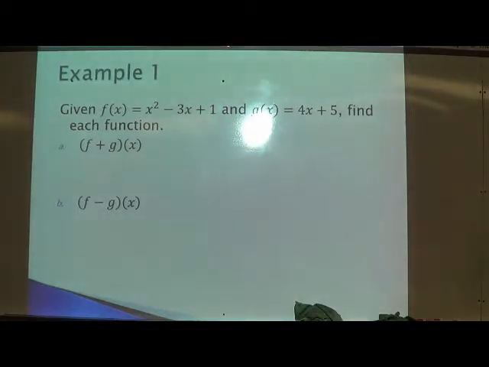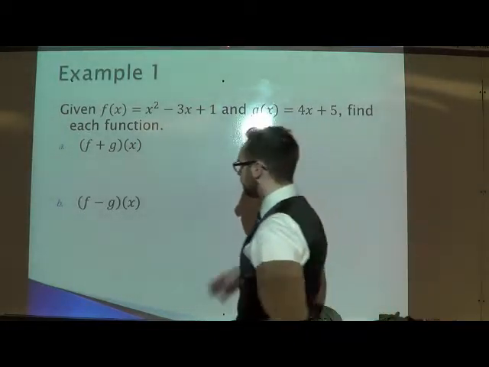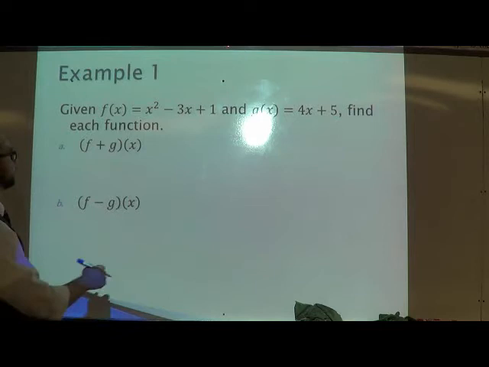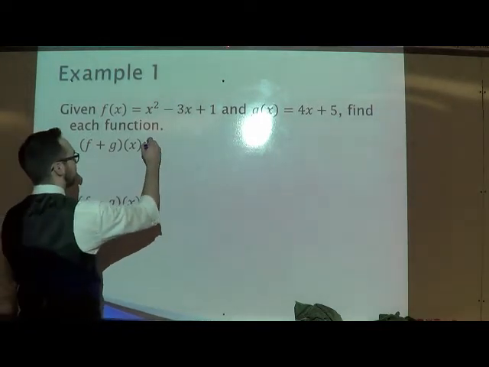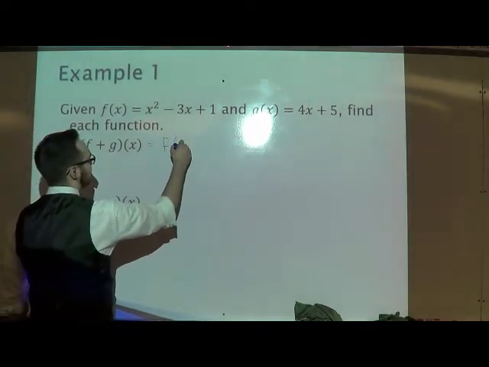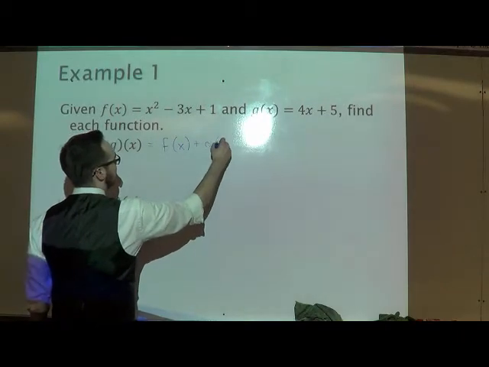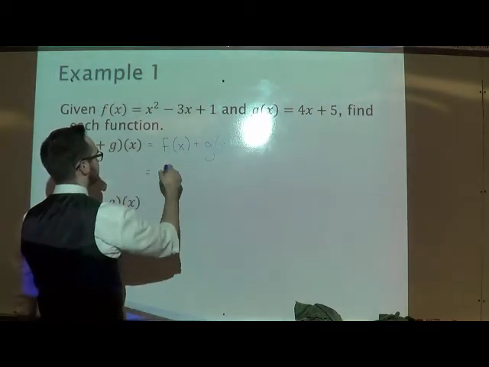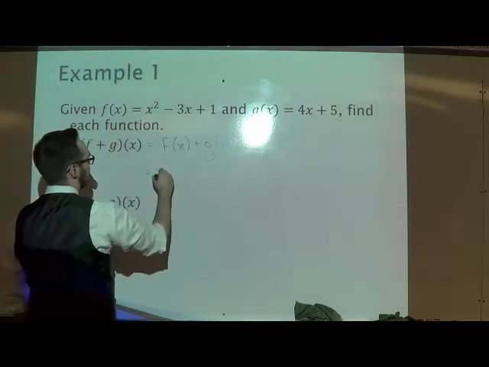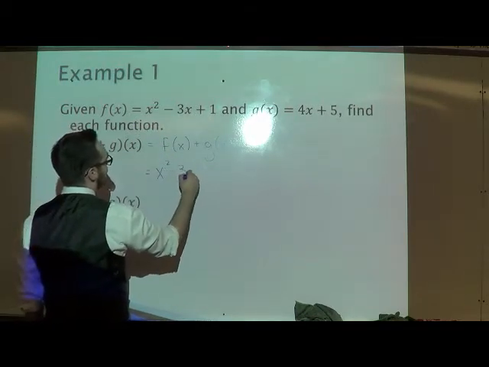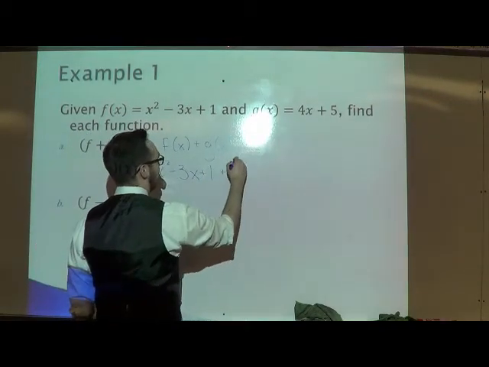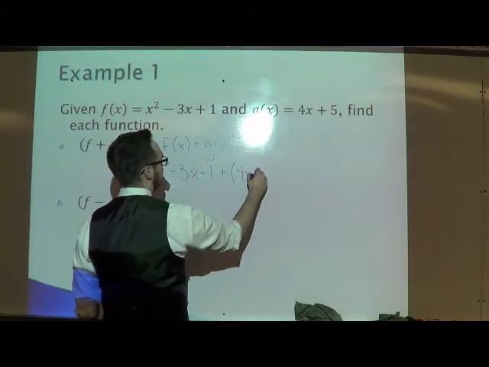So let's go ahead and take a look at examples of some of these. So for the first one, we want to add f plus g of x. So what this means is I'm really taking f of x and I'm adding it to g of x. So for this, f of x is just x squared minus 3x plus 1, and g of x is 4x plus 5. So I'm adding that whole quantity, 4x plus 5.